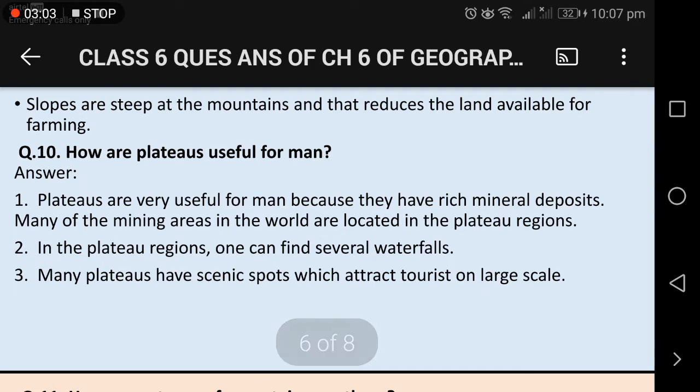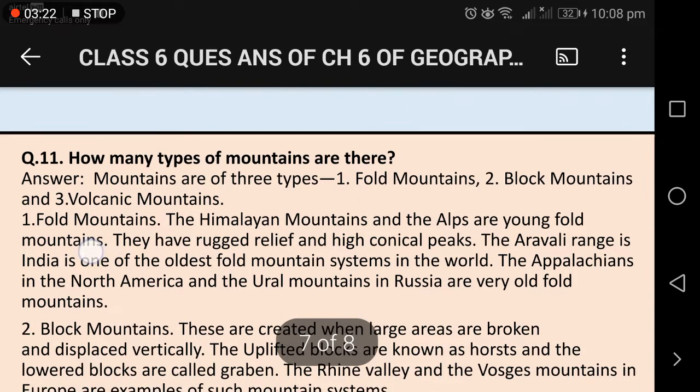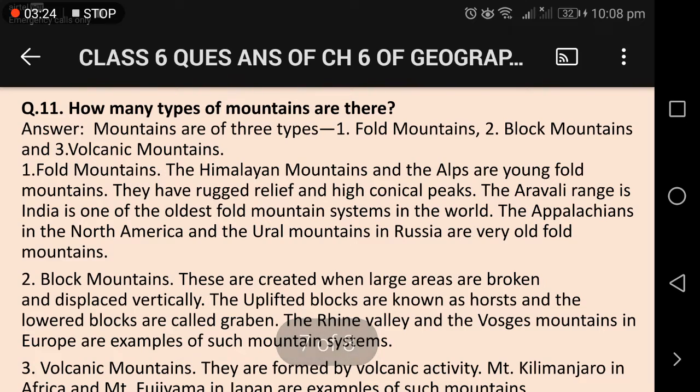Now, how are plateaus useful for man? The most important point, that plateaus are rich in mineral deposits, and many mining areas in the world are found in this plateau region. And in the plateau region one can find several waterfalls, and many plateaus have scenic spots which attract tourists on a large scale.